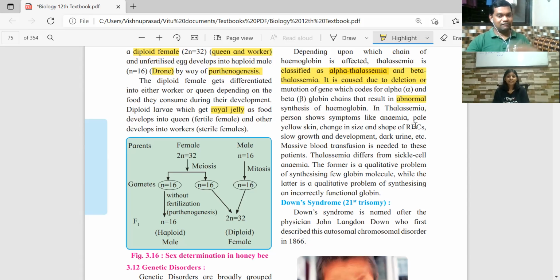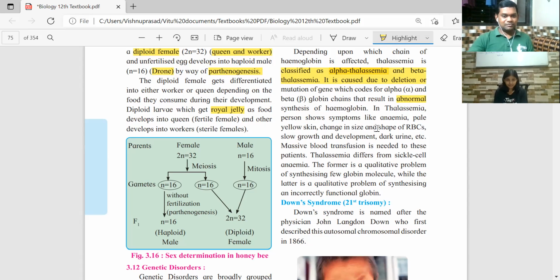Hemoglobin molecule itself is abnormal. उस condition को बोलते हैं thalassemia. It's not that the hemoglobin is not formed. It is formed, but it is abnormal, and that's the reason it is not doing its function normally. The transport of oxygen and carbon dioxide is affected badly.